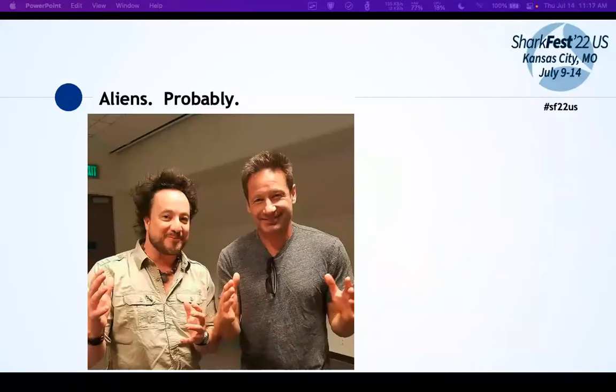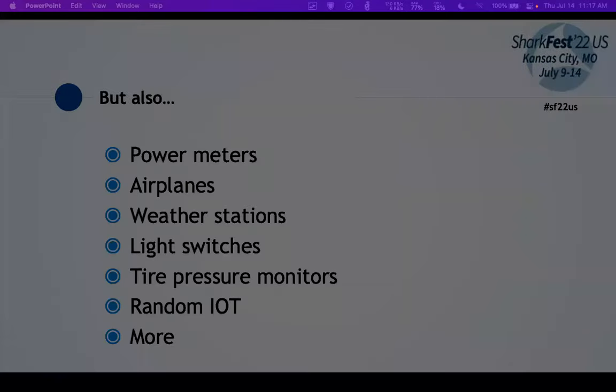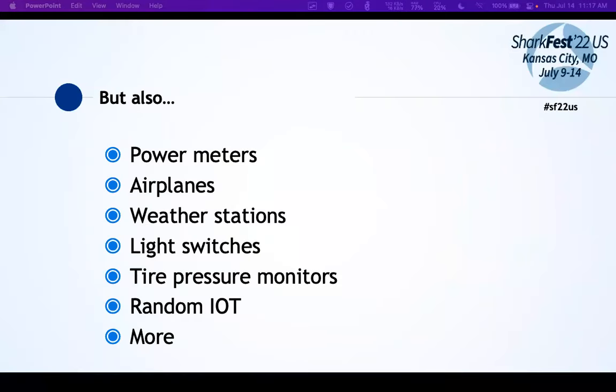Aliens, I don't know. But also, power meters. Most modern power meters now have either unidirectional, where they just broadcast the meter usage, so the cars can read them from the street, or bidirectional, where you can actually communicate with the power meter to implement power saving techniques during heat waves and whatnot.